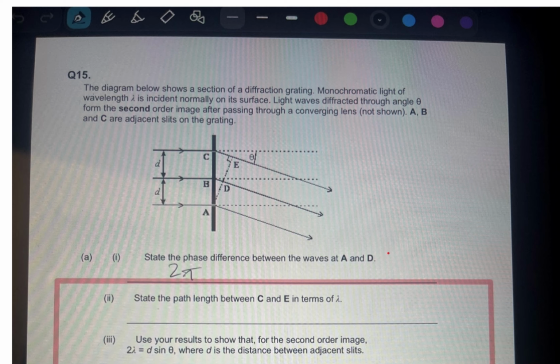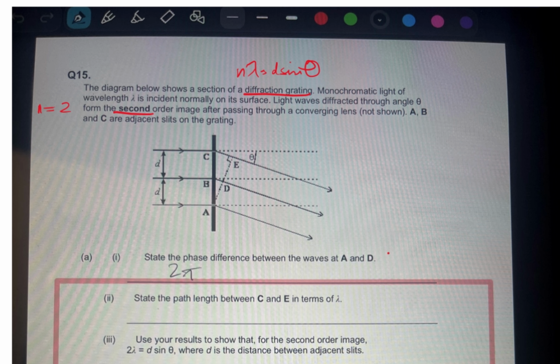Hello Ziad, thanks for this question. The diagram below shows a section of a diffraction grating. As soon as you see diffraction grating, then lambda is d sine theta. That's my go-to theory. Monochromatic light of wavelength lambda is incident normally on its surface. Light waves are diffracted through an angle theta to form a second order image, so that's n equals 2.